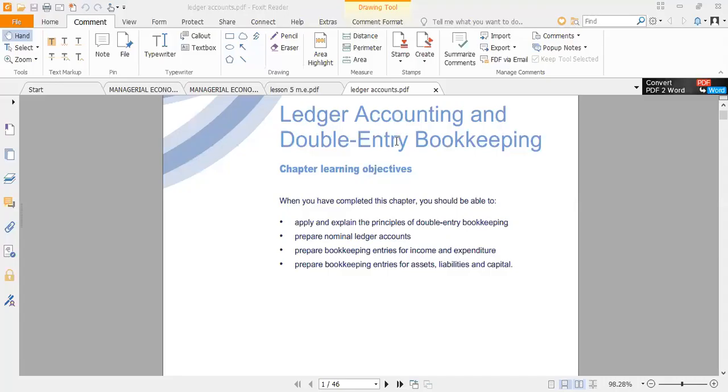Welcome to yet another session in financial accounting. We'll be learning ledger accounting and double entry bookkeeping.